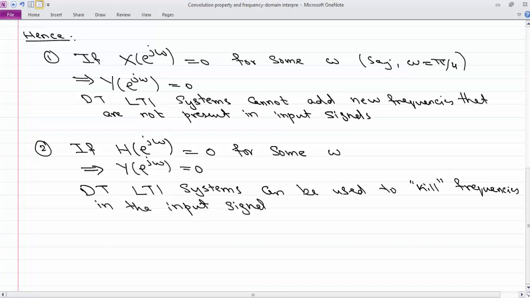So that is one thing that LTI systems can do. And in the lingo, which we'll talk about later, that's called a notch filter. Right? You can pick out certain frequencies and kill them. Okay.